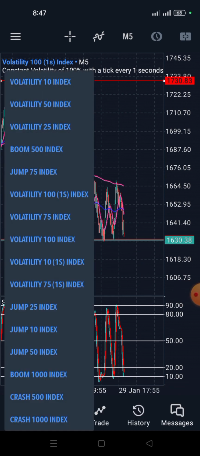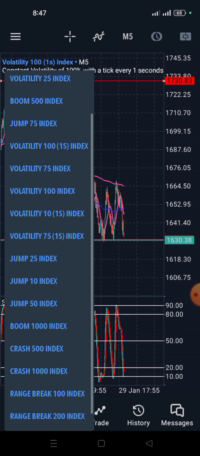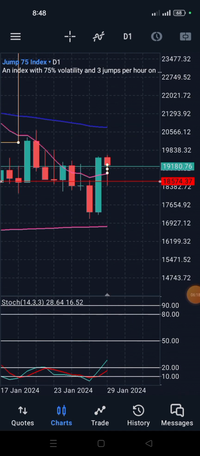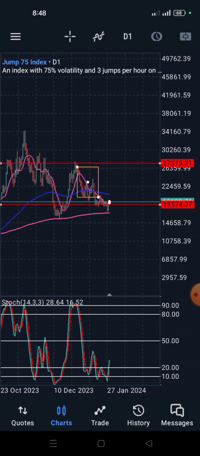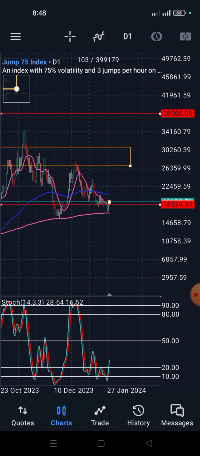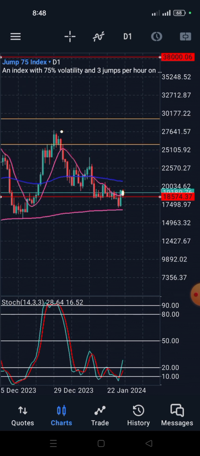Now let's head to other pairs. Let's go to Jump 75. I saw something here as well. On the daily time frame, I want to see the market at a particular zone. Now this is the market at a particular zone, because you can see this was a resistance level at that box there. So the market returned back to that zone.